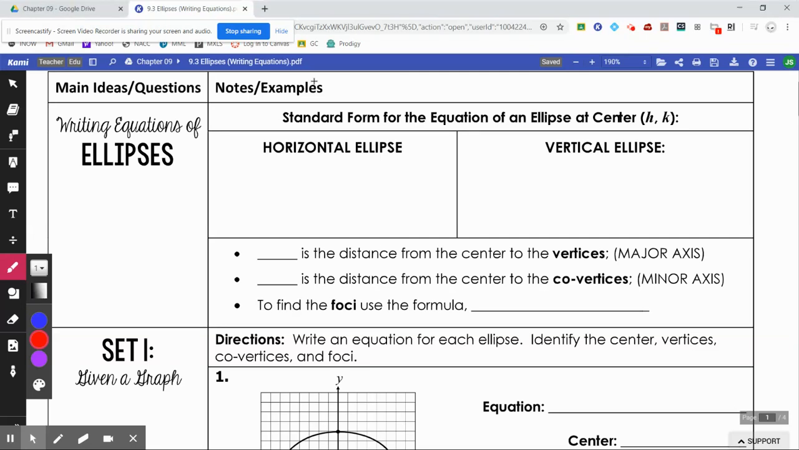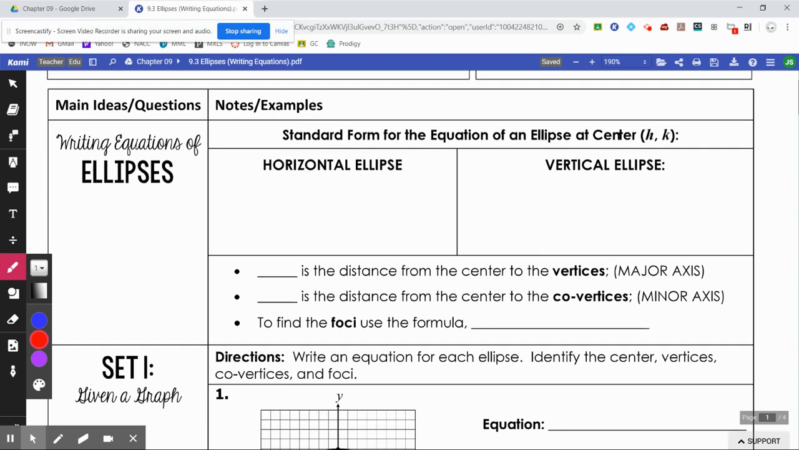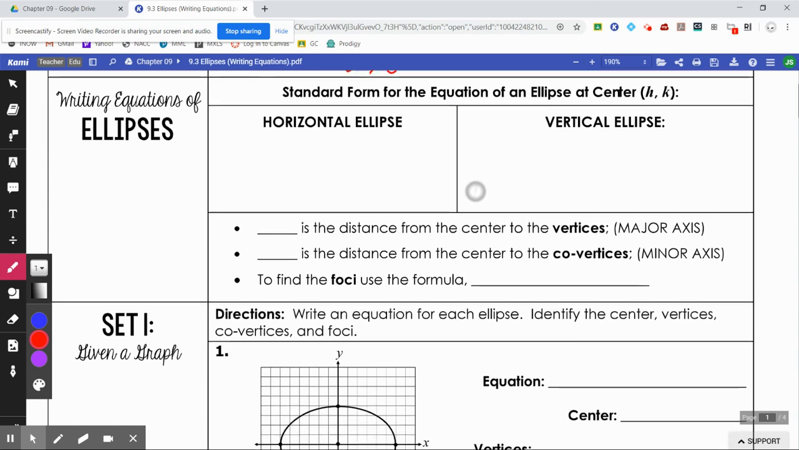Okay, in this video, we're going to write the equations of ellipses, which is identical to what we did last section, just backwards. Here, we're going to be given the graph and write the equations. Reminder, the biggest thing to remember here is when you're dealing with your axes, that your a value is bigger than your b value when you're dealing with an ellipse.